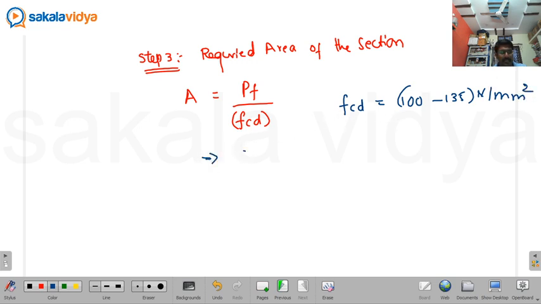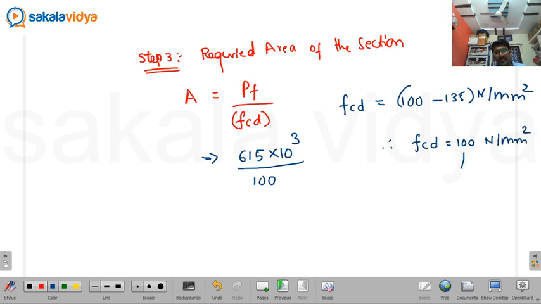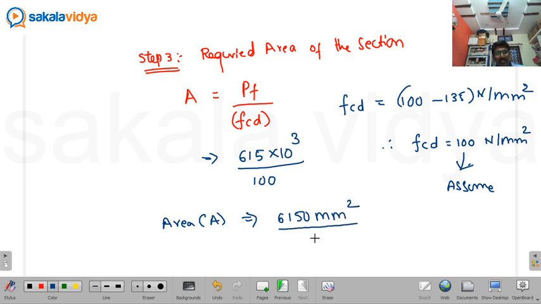So 615 is multiplied with 10 power 3, so we have to convert kilonewtons into newtons. Here in this question I'm going to assume FCD as 100 Newton per mm square. You have to assume this value. So our area becomes 6150 mm square. So for this section we have to select one suitable I section.